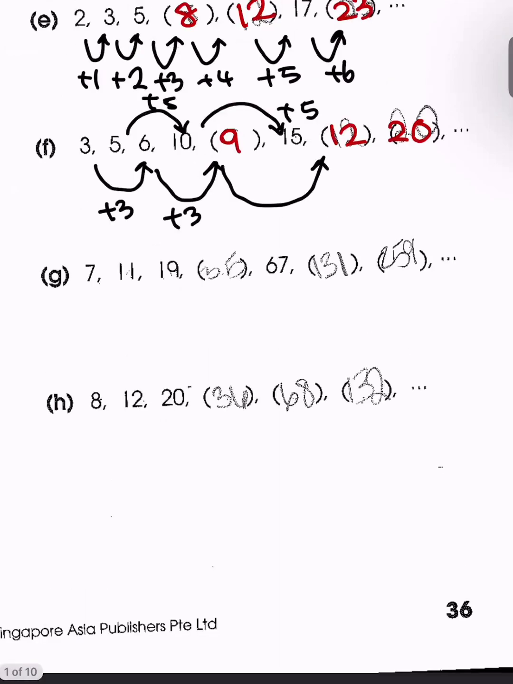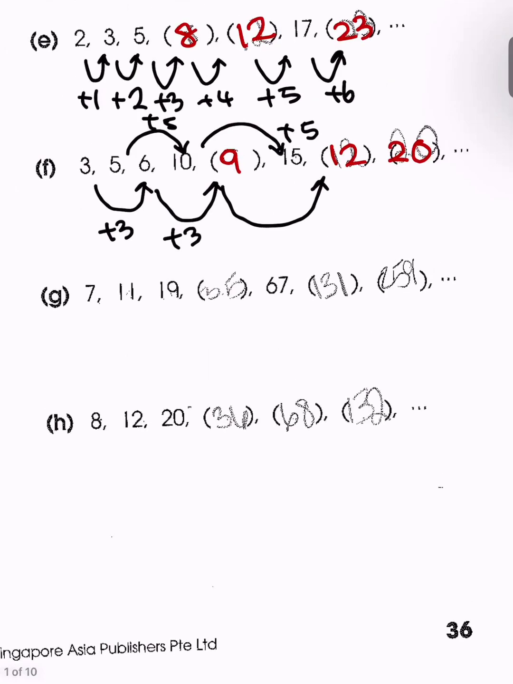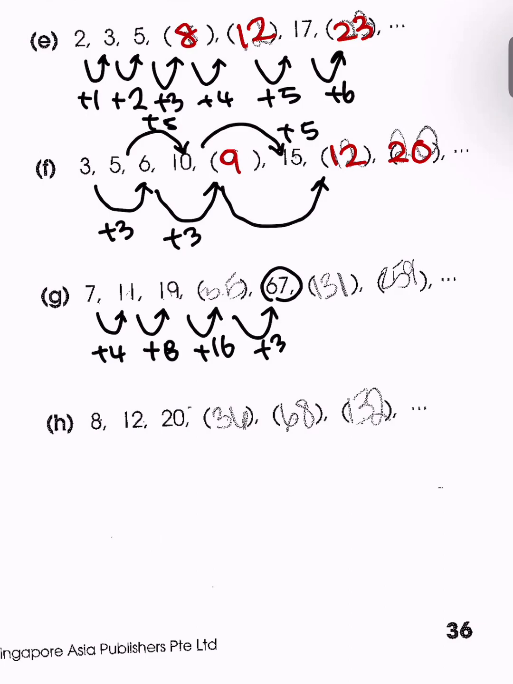Now let's look at problem G. So we have 7, 11, 19. To get from 7 to 11, we add 4. From 11 to 19, we add 8. And then to get to 67, we had skipped 2 steps. So if our pattern is multiplying the number we add by 2, then by pattern, we should have added 32 plus 16 to 19. That is 48. 48 plus 19 is 67.